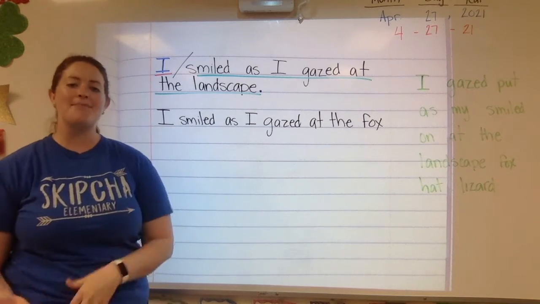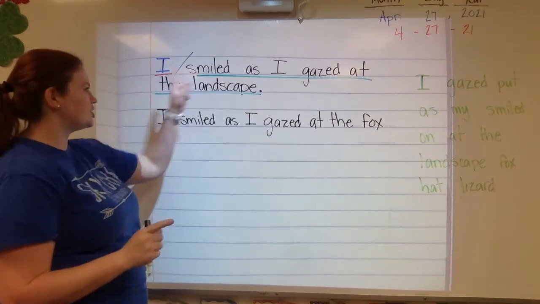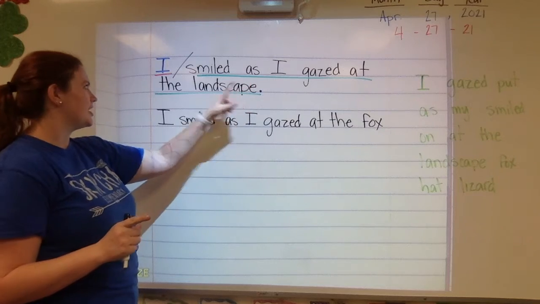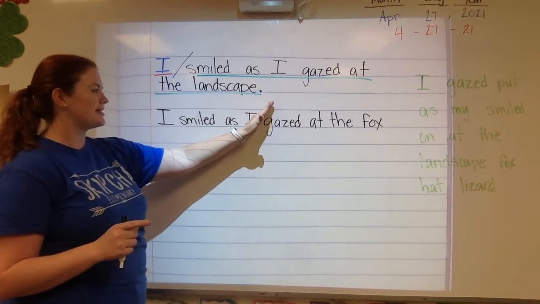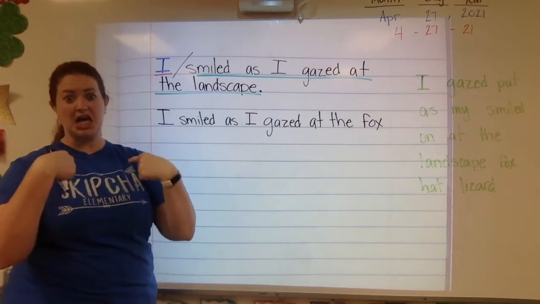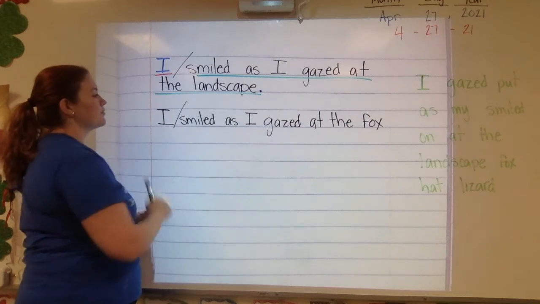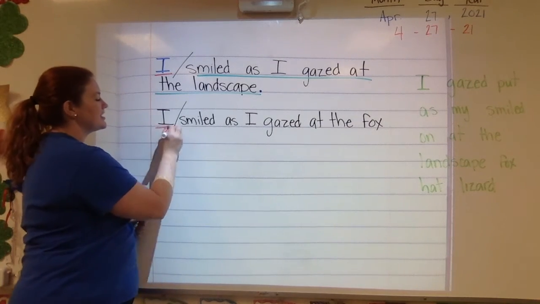Now, I need to separate my subject and my predicate. And wait a second, I remember yesterday, I had two I's in my sentence, but I cut it in half at the first one because it wouldn't make sense for my subject to be I smiled as I. That doesn't make sense. The subject is I. It's just I. So I'm going to separate it right here again. Now, my subject is I. That's who my sentence is all about.